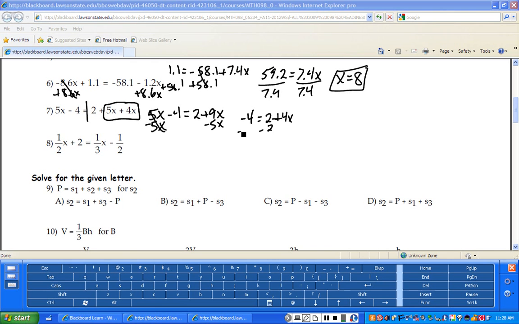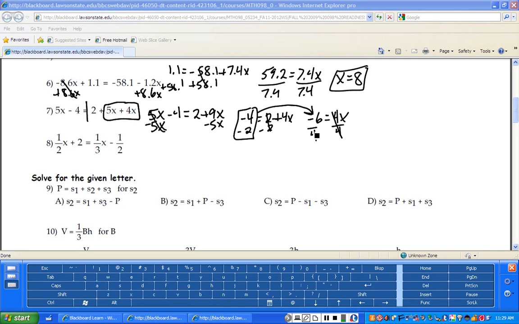Subtract 2. Subtract 2. Cancels. Negative 4 minus 2 gives me a negative 6 equals. Alright, so the negative 6 comes from here, and I keep the 4x. Alright, divide both sides by 4. Alright, so the 4 is canceled.